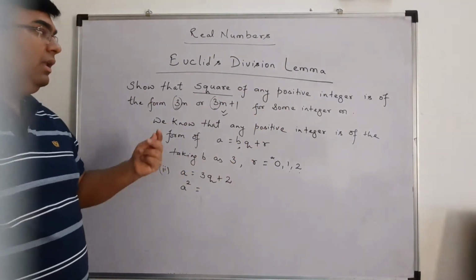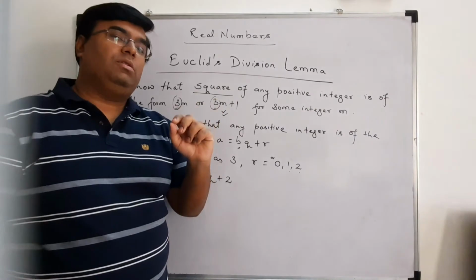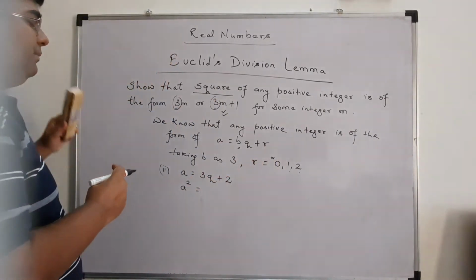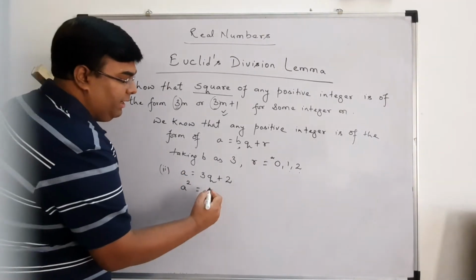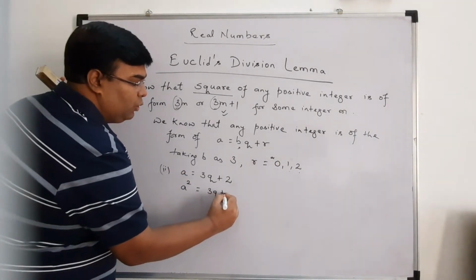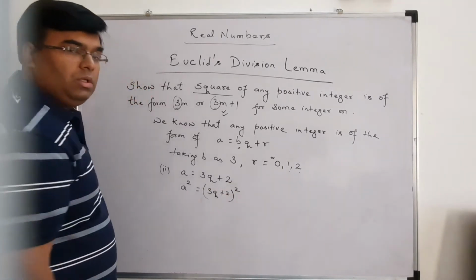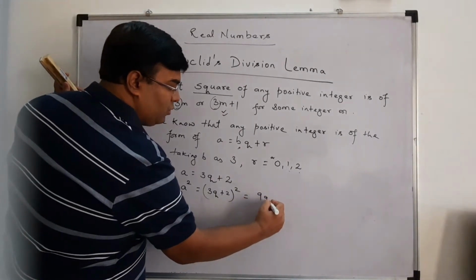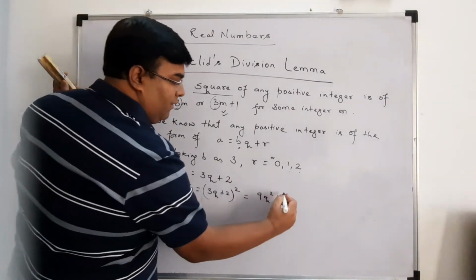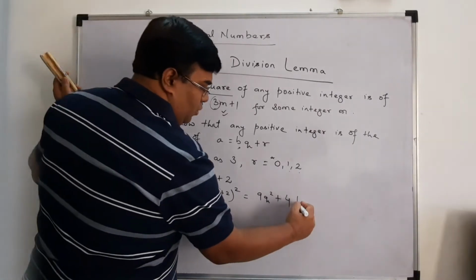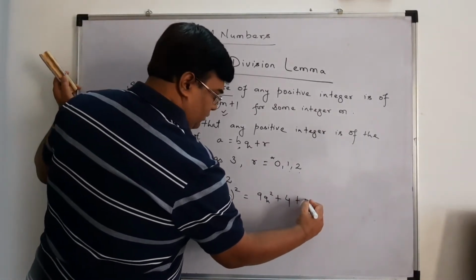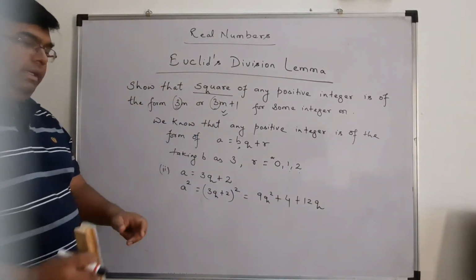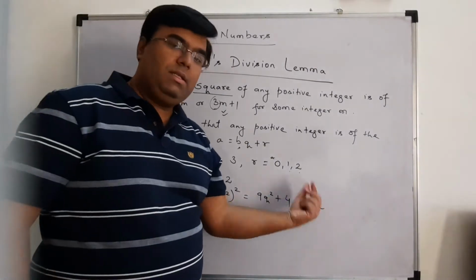You need to show all the cases in these types of questions. That's why I am saying take b as small as possible so that we can show a smaller number of cases. 3q plus 2, again a square will be 3q plus 2 whole squared, which is a square, 9q squared, plus b square, which is 4, plus 2ab, 12q. Correct? a square plus b square plus 2ab.